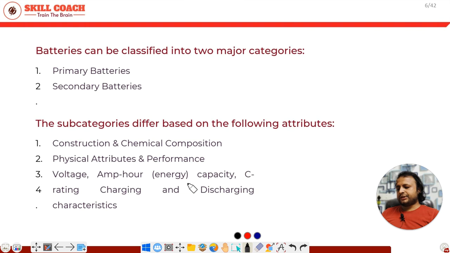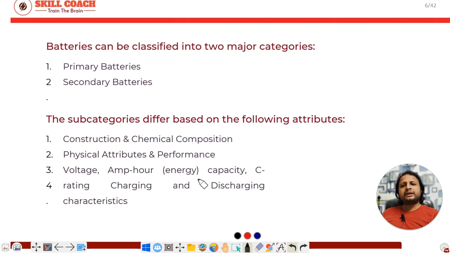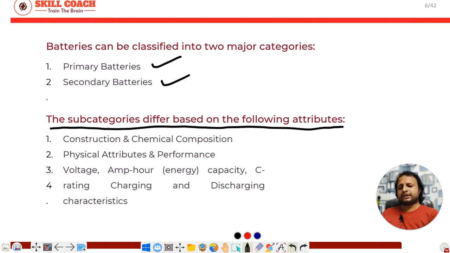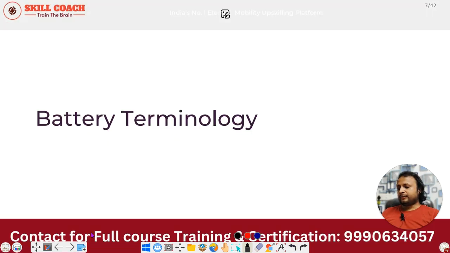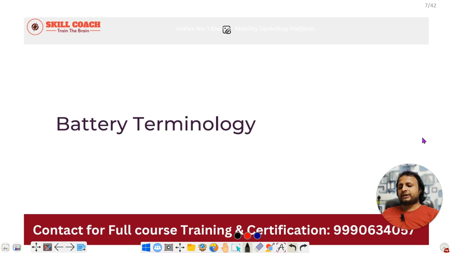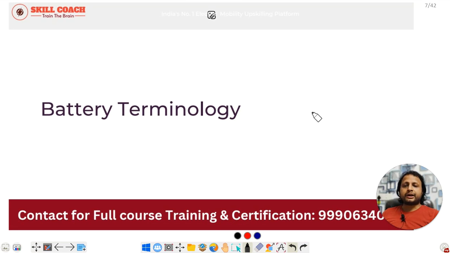Batteries can be classified majorly into 2 types. The first is primary batteries, and the second is secondary, and you all know the meaning of primary and secondary. There are some subcategories which we did not cover in our last session. We will understand the subcategories on the basis of construction and chemical composition, physical attributes and performance, voltage, ampere hour, energy, capacity, C rating, and the charging and discharging characteristics of the battery. And the most important thing, we need to know the various battery terminology that we use in our daily life and for electric vehicles.